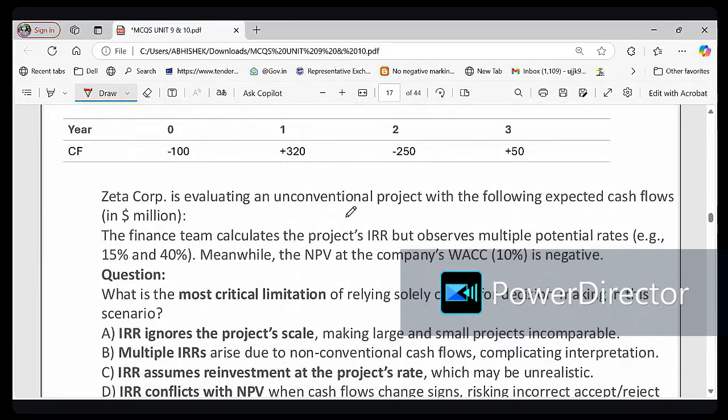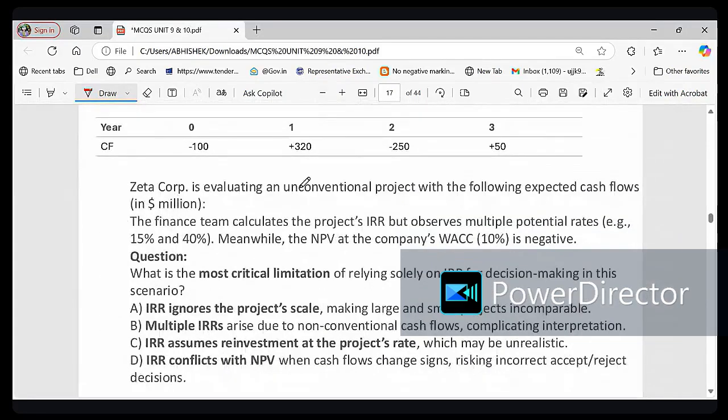So this is one question, right? Let's come back to this question. What is happening here? That Jeta Corp, right? So basically, in this question, you can see Jeta Corporation is evaluating a weird project, unconventional project, right? With the cash flow pattern, you can see first year they are losing 100. Suppose it is crore, right? All data in $1,000,000.